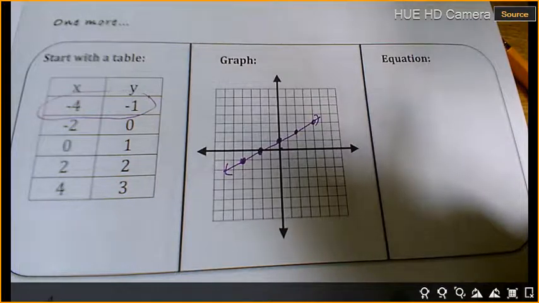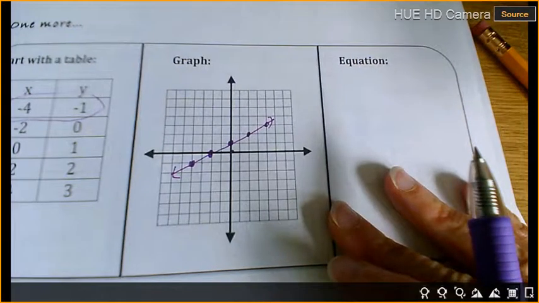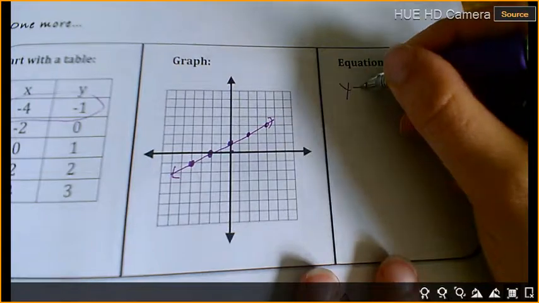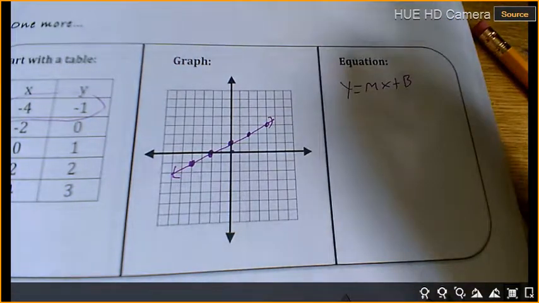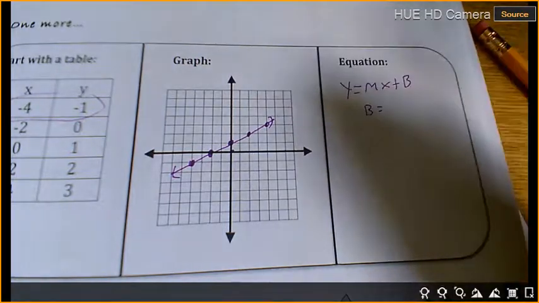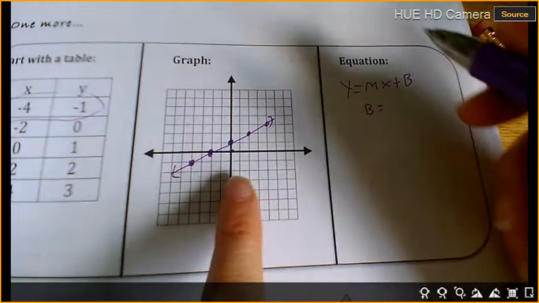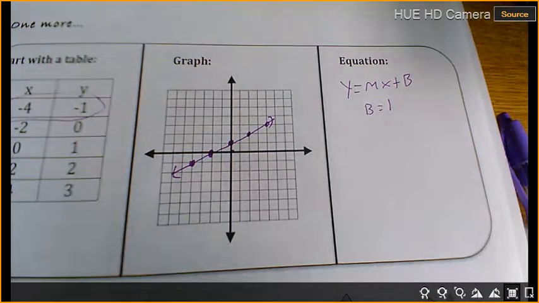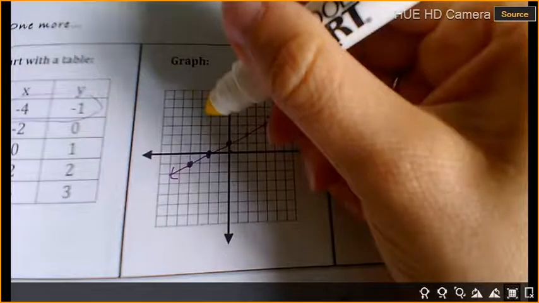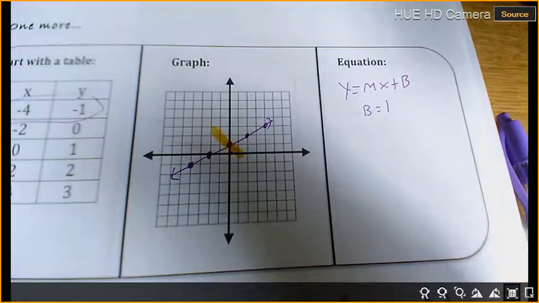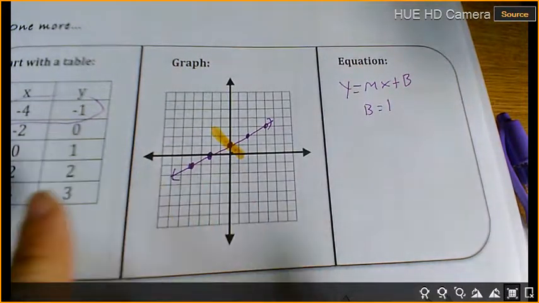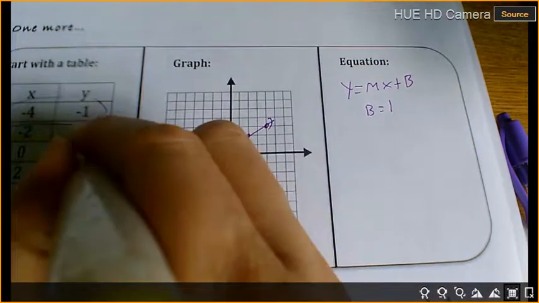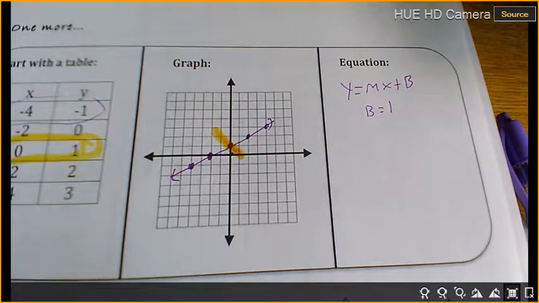Yes? Okay. Next, we want our equation to be y equals mx plus b, correct? Mm-hmm. What's the b value in this case? Where does it cross the y-axis? 1. Okay, I can tell in 2 places. I can tell right here on my graph, but I can also tell, I want to know when x is 0, y is 1. That's how I can tell on my table.